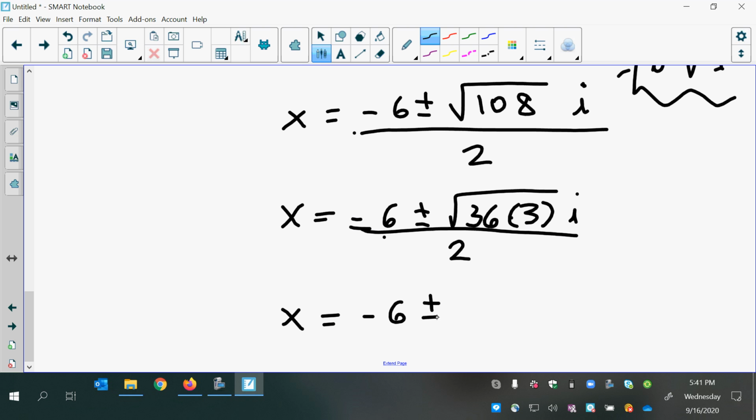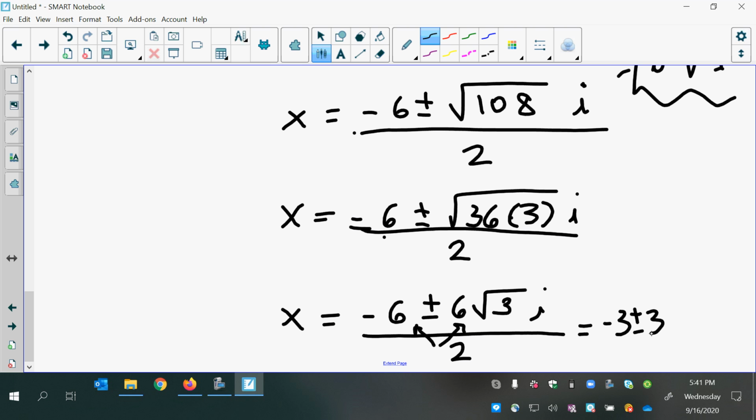Plus or minus, so the square root of 36 is 6. I still have my square root of 3, and then the i outside of that. And finally, the 2 goes evenly into both of the terms in the top. So that can be reduced as well. And so then we end up with -3 plus or minus 3 roots of 3. Lots of 3's going on here. All right, and so we can separate that into 2 separate answers.